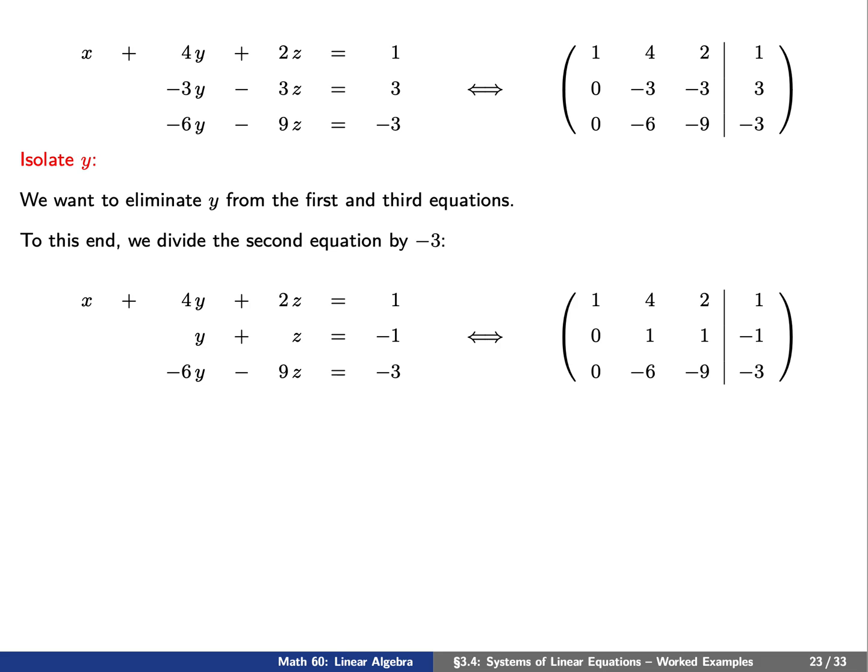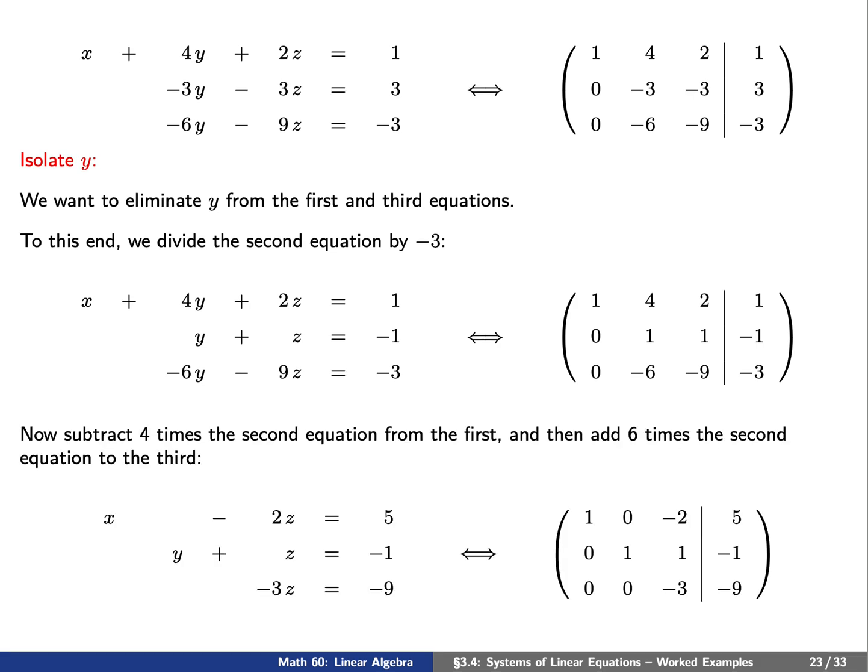We'll now subtract 4 times the second equation from the first, and then add 6 times the second equation to the third. This is to eliminate the 4y in the first equation and the -6y in the third equation. Now we've isolated y so that it only appears in the second equation and nowhere else. Notice that now in the second column we have a 0, 1, 0.